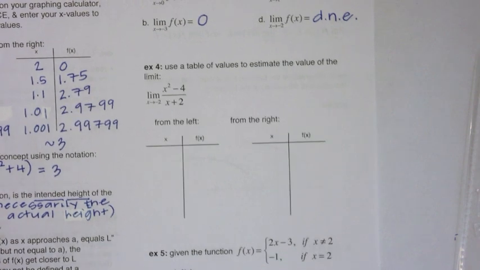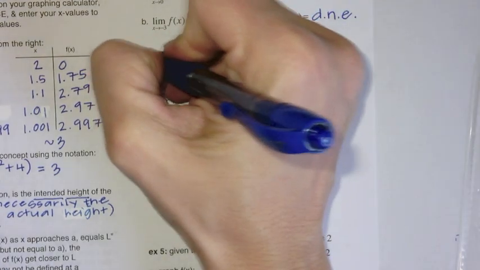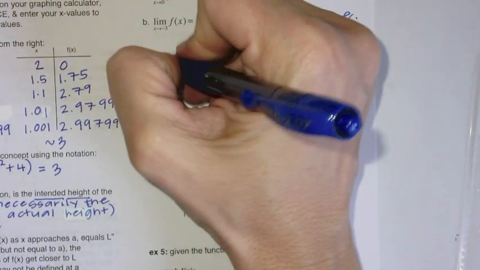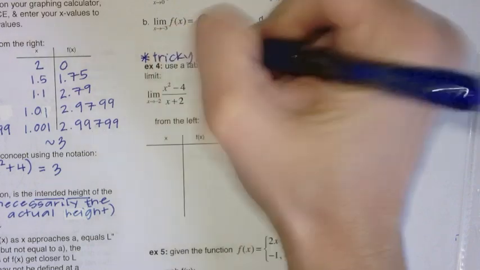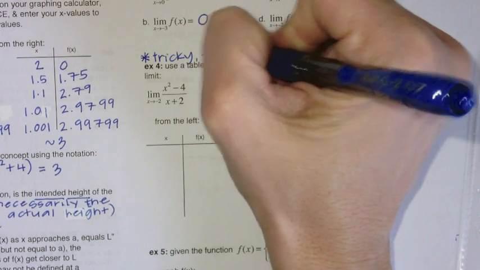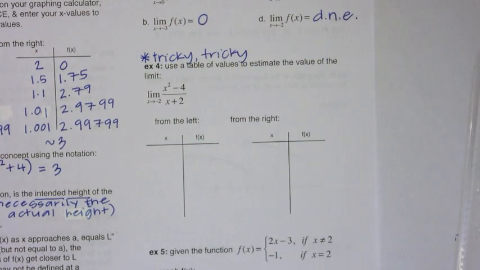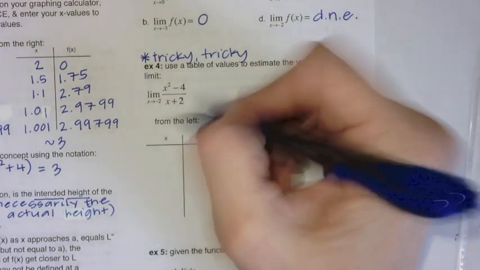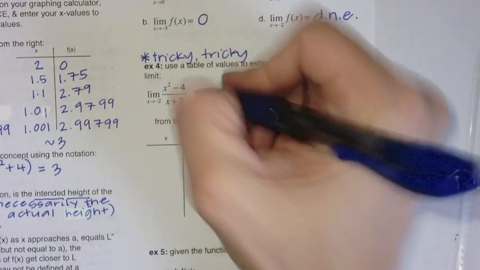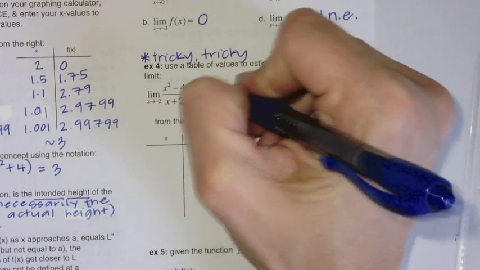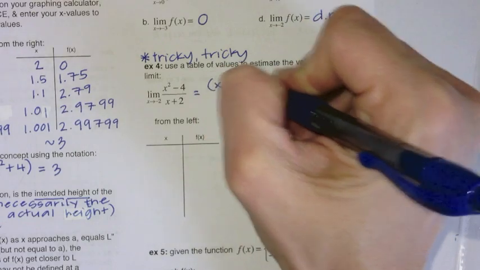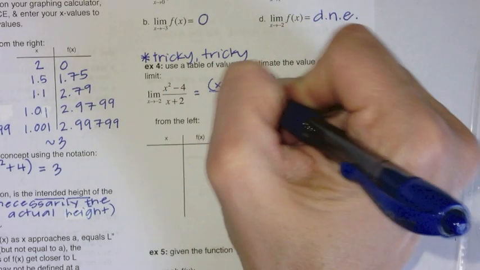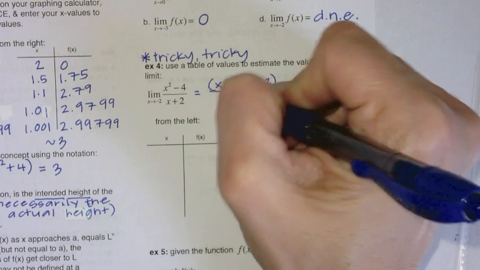Okay, next one. Use a table of values to estimate the limit. So this one I'm going to put tricky, just because there's a little bit of funness, is that a word? Funness to this. Okay, the limit as x approaches -2 of this rational function. So first thing I want you to realize is that this can be factored to x plus 2 times x minus 2 all over x plus 2. And you might think, why do we need that?